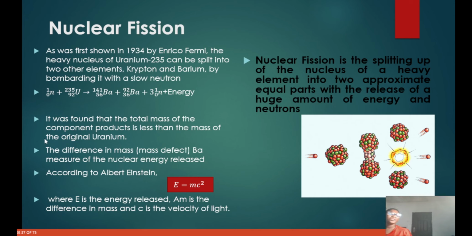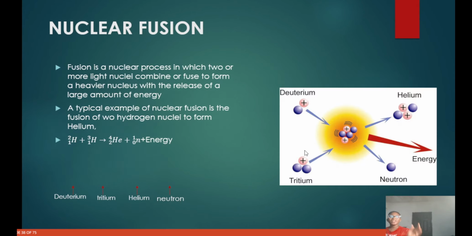We bombarded uranium with what? With this neutron. And what happened? It created new elements. That is nuclear fission. Fusion then is just the opposite. Fusion is a nuclear process in which two or more light nuclei combine or fuse to form heavier nuclei with the release of a large amount of energy.